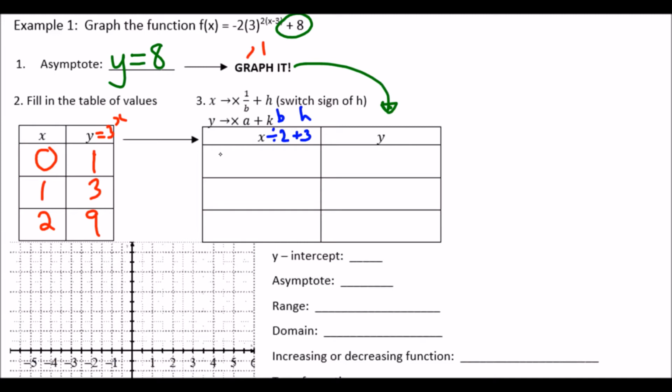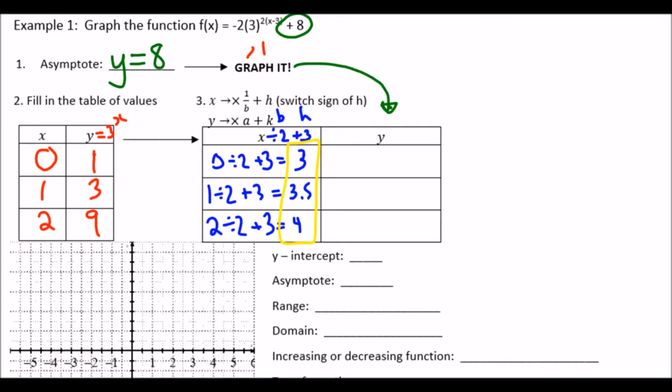So I'm going to have here 0 divided by 2 plus 3. So I'm going to graph 3. There's my x value. Here I'm going to do 1, so 1 divided by 2, that's 0.5 plus 3. So this is going to give me 3.5. Then finally I'm going to have 2 divided by 2 plus 3. That's 1 plus 3, that's 4. So these guys here, I'll highlight them. These are my x values.